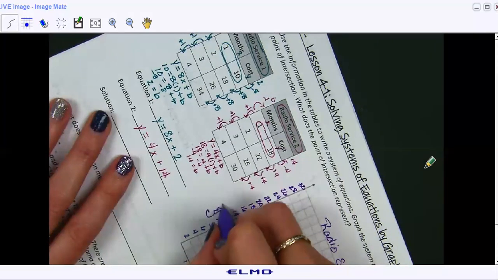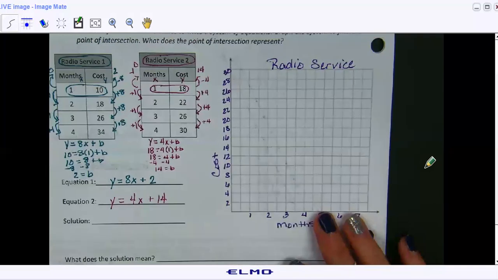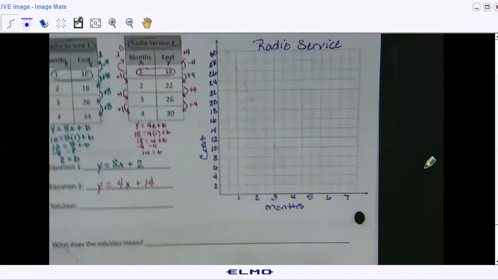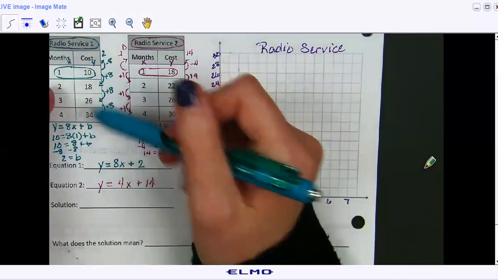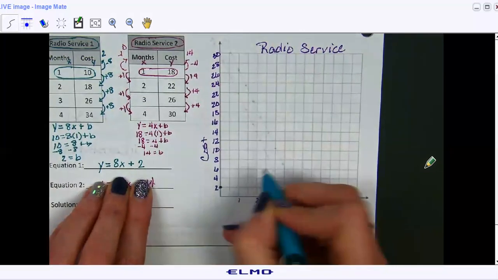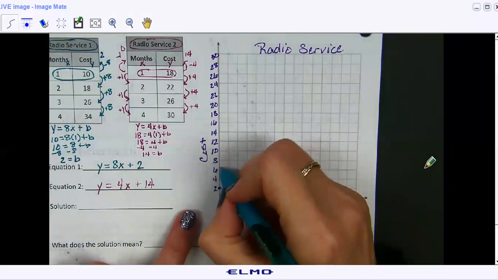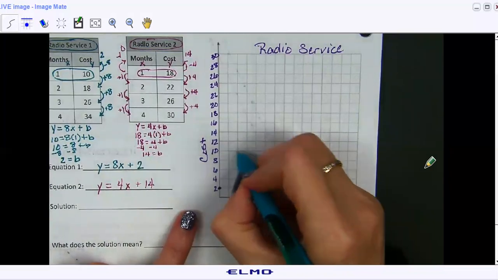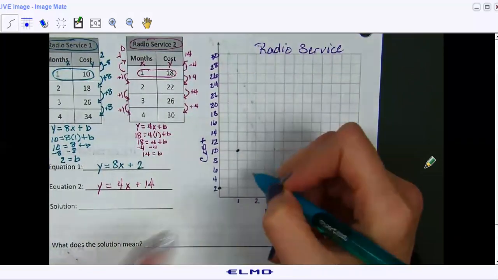Okay, now we're going to graph. We're going to graph the first equation, and I'm not going to graph the ordered pairs in my table. I'm just going to graph the equation. So I'm going to start at 2, and then I have to rise 8, run 1. Because I went up by 2s, every time I go up, I'm going up by 2, not 1. So I'm going to rise 2, 4, 6, 8, and then run 1. If you skipped a line, make sure you skip a line when you run 1.